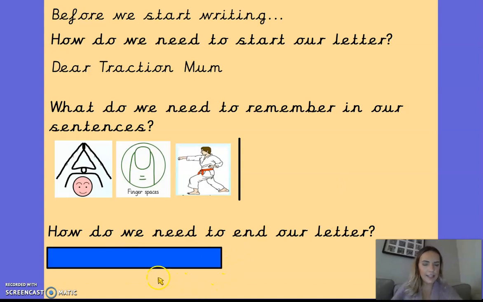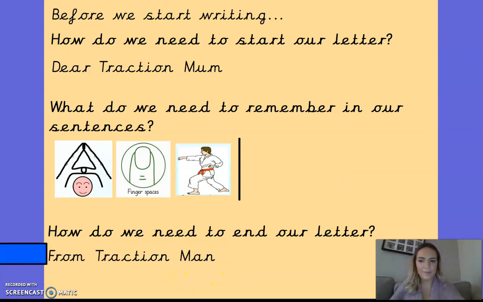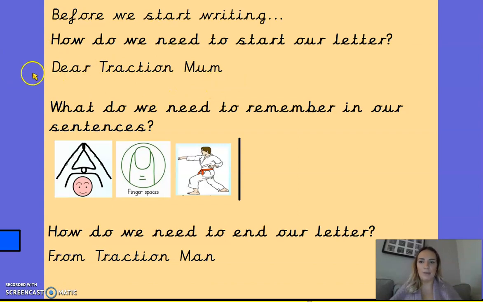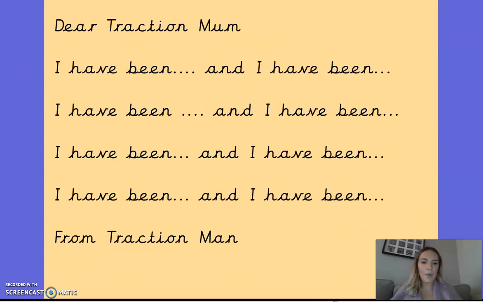And how do we need to end our letter? From Traction Man. Remember, you are not yourself, you are Traction Man, and we need to say who the letter is from, because otherwise the person that's receiving it might not know who it's from. So we're going to start with Dear Traction Mum and end with From Traction Man. So the way I'd like your letter to look: Dear Traction Mum, I have been and I have been. And you're going to do that for all 4 sentences and then finish it with From Traction Man.